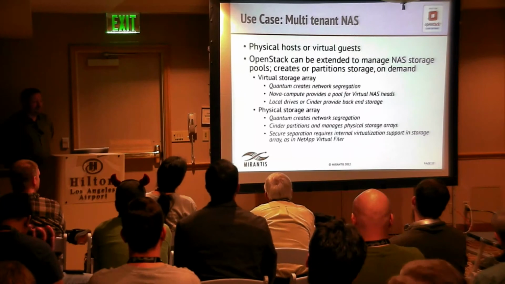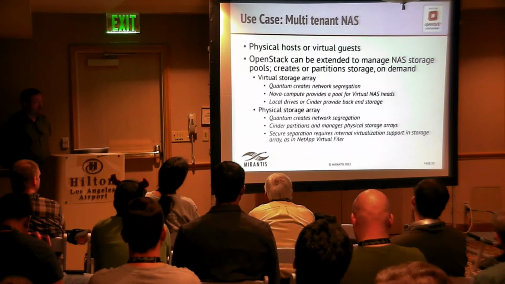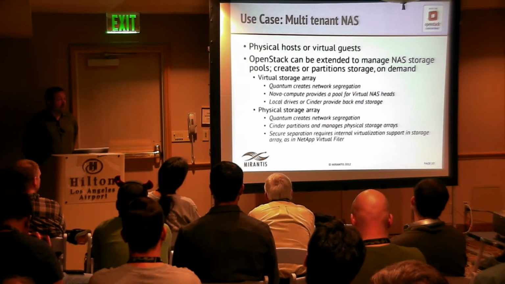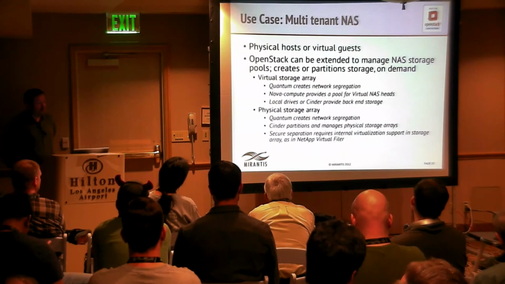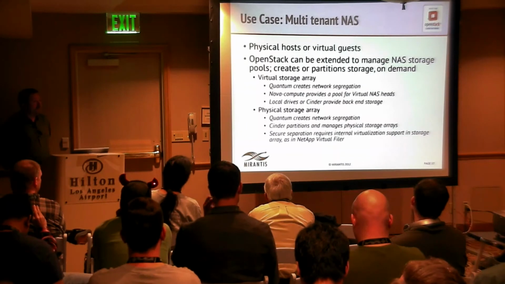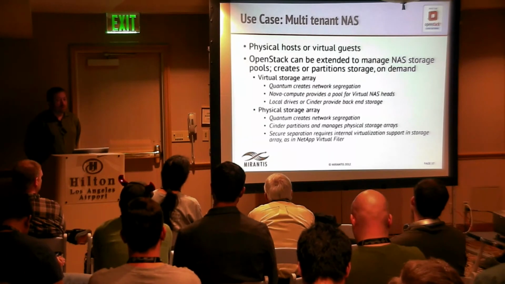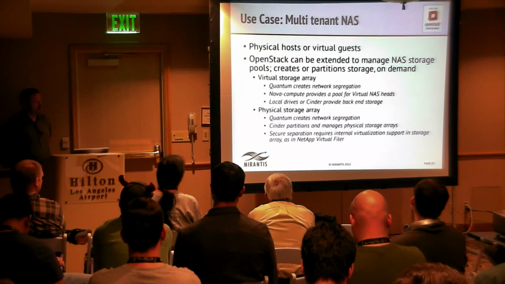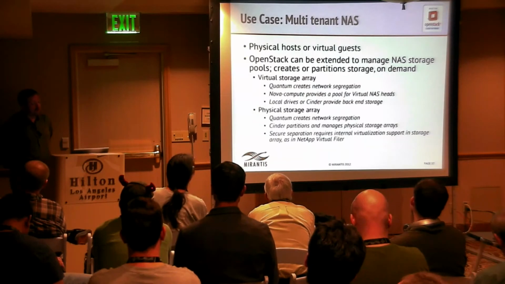So what you do is, Quantum will be used to create a network partition, a virtual network for a particular tenant. And then a virtual storage array would be instantiated automatically as a VM in the guest's network. And then it'll be given a set of volumes using Cinder. Those volumes can come from either generic Linux boxes, as I mentioned before, or they can be done via Ceph.